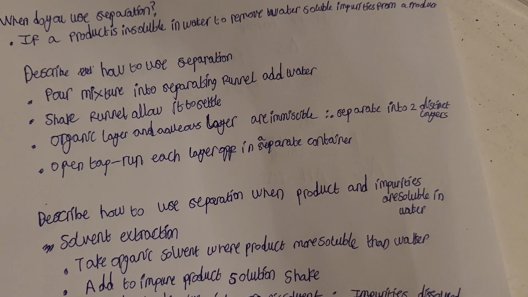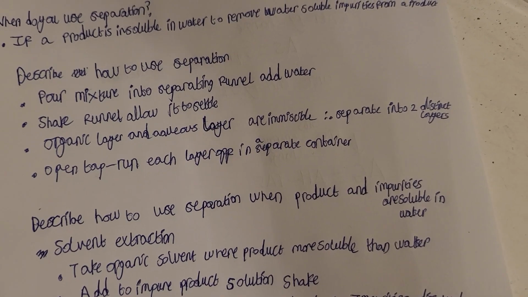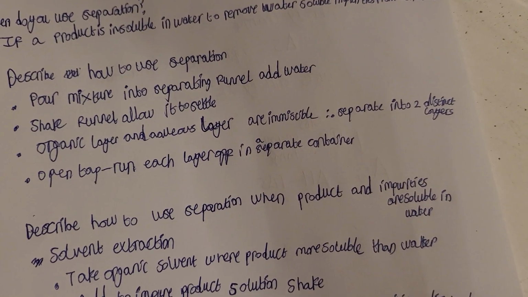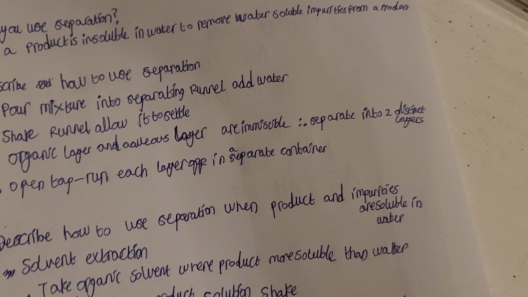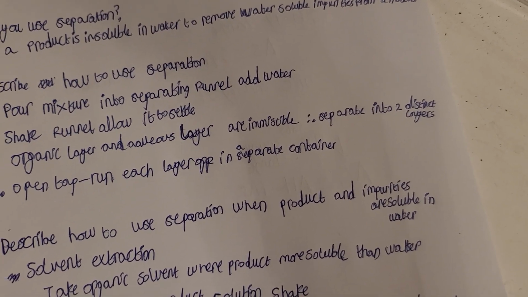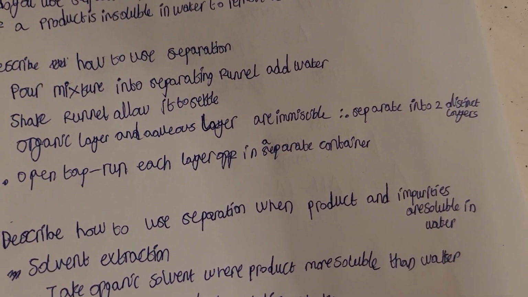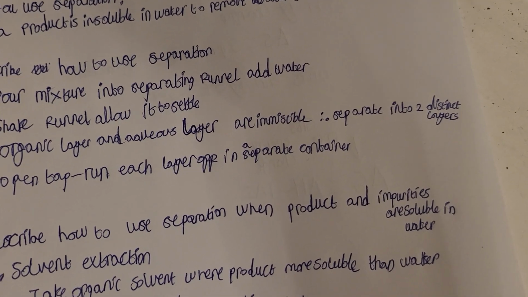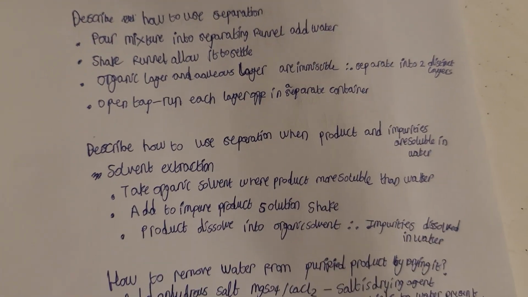are immiscible. They don't mix, and therefore they will separate. Because the organic layer and aqueous layer are immiscible, they'll separate into two distinct layers, and then we'll open the tap and run each layer off into a separate container.